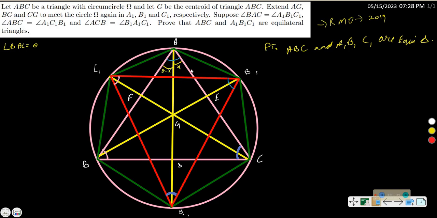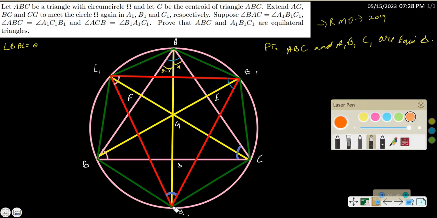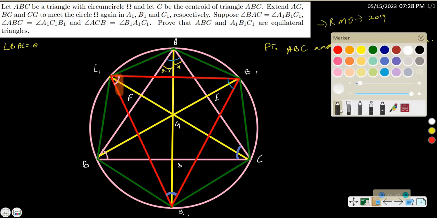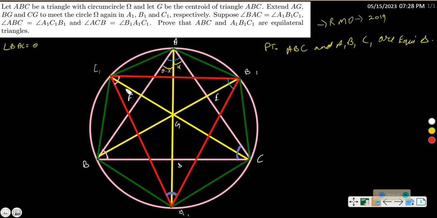Now seeing it, with the base A1C, if this angle is x, this angle also ought to be x, this part only. So let's label it first. Right, so this angle is also x. Now similarly with A1C as base, this angle would also be equal to x, and similarly with this as the base, this angle would also be equal to x.